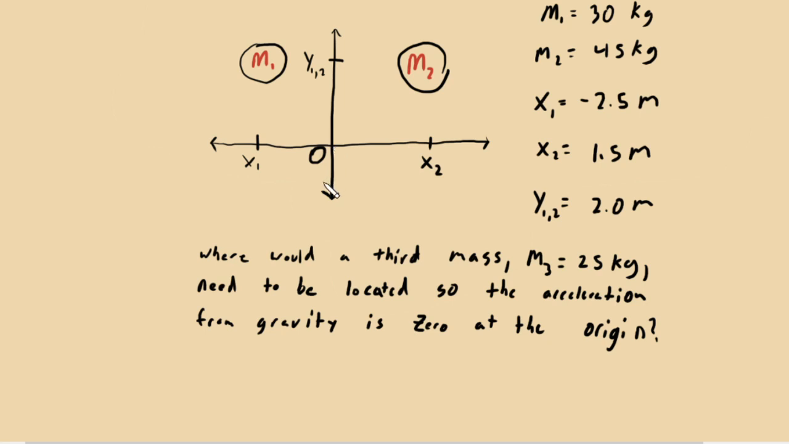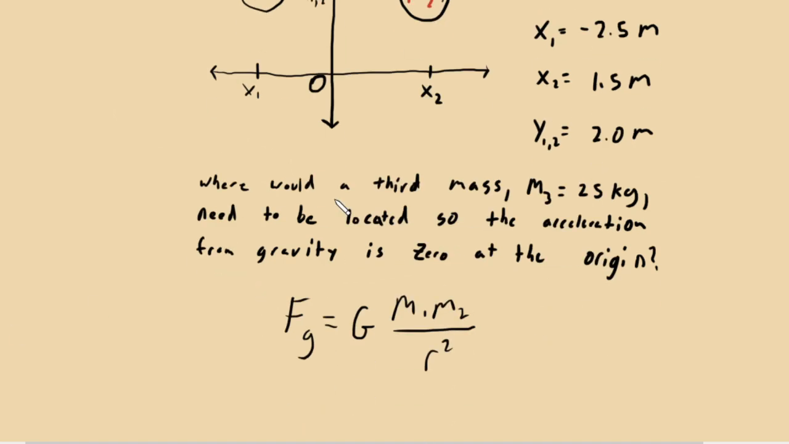So our goal is to find out where we would have to put mass 3 on our coordinate system, given that its mass is 25 kilograms. And then over here we're told the mass of mass 1, mass 2, the x location for mass 1, the x location for mass 2, and our y values for mass 1 and mass 2 are the same in this situation.